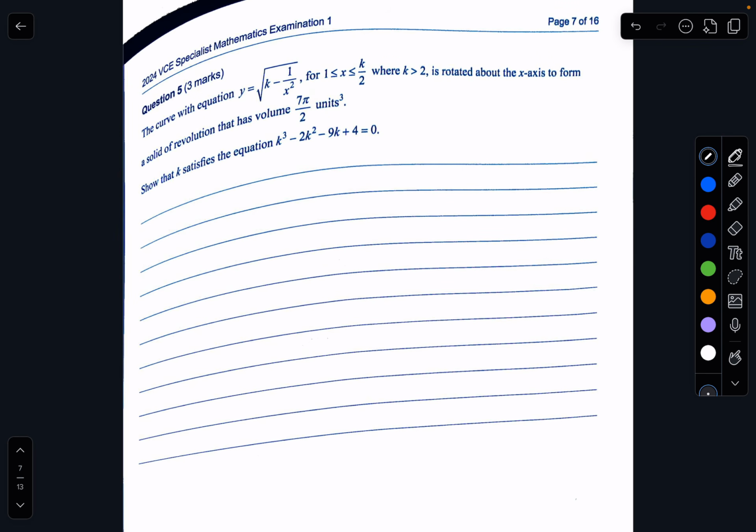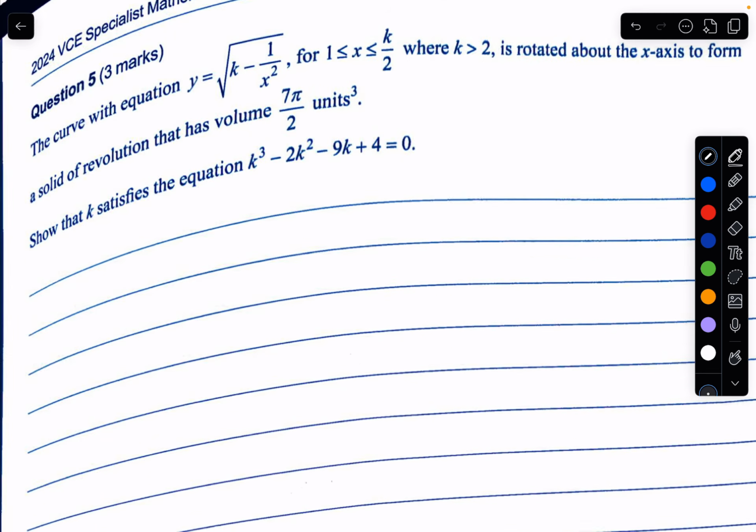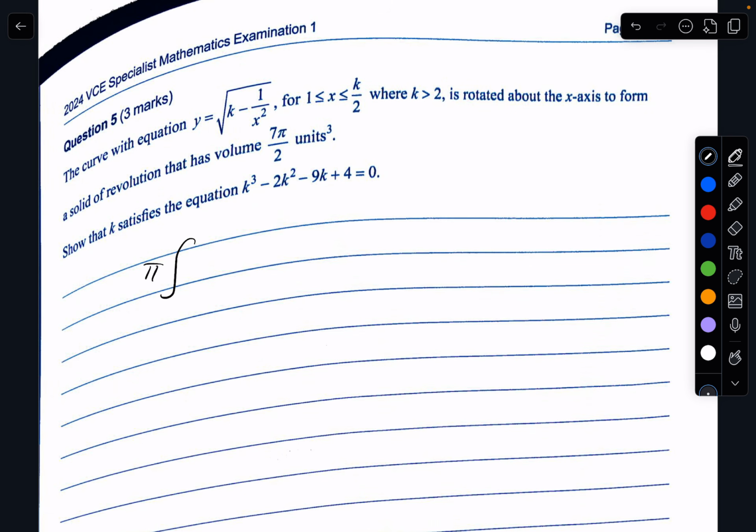The curve with that equation is rotated about the x-axis to form a solid of revolution that has volume 7 pi over 2 units. So pi times the integral from, it's just k is greater than 2, so 2 to infinity of y squared dx. So I'll just write it. k minus 1 over x squared dx is equal to 7 pi over 2.